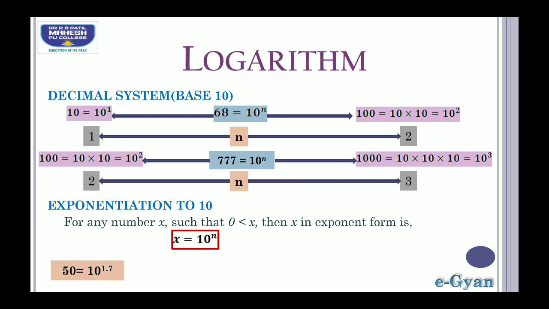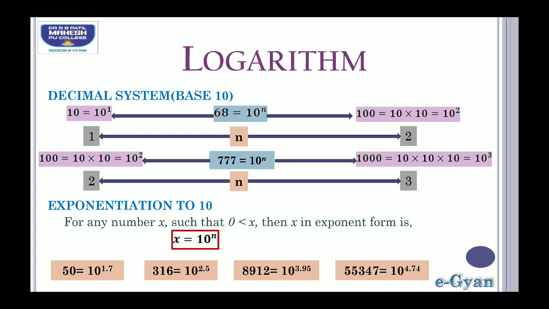Say 50 can be written as 10 to the power 1.7. 316 can be written as 10 to the power of 2.5. 8912 can be written as 10 to the power of 3.95. 55,347 can be written as 10 to the power of 4.74. Thus, any number in the decimal system can be written in terms of the nth power of 10, where n can also be a decimal number.